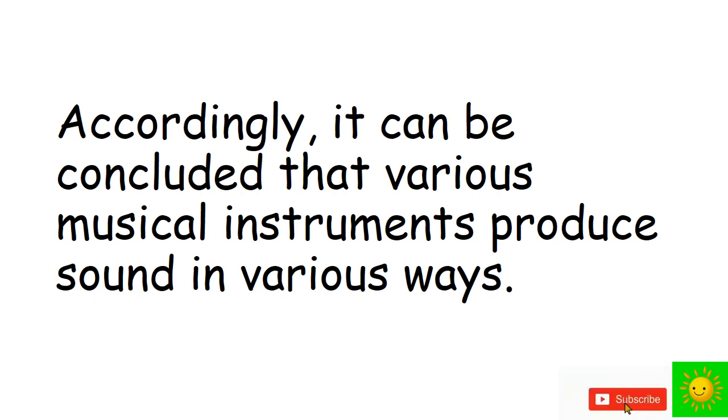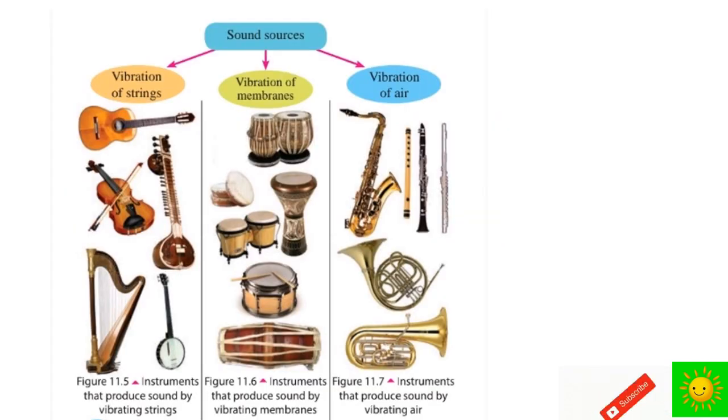Musical instruments can be categorized according to the part that vibrates to produce sound. This is that classification: sound sources, vibration of strings, vibration of membranes, vibration of air. You can see some examples.